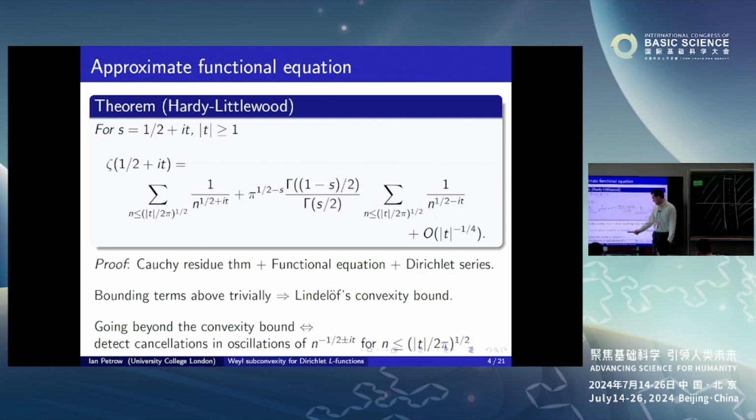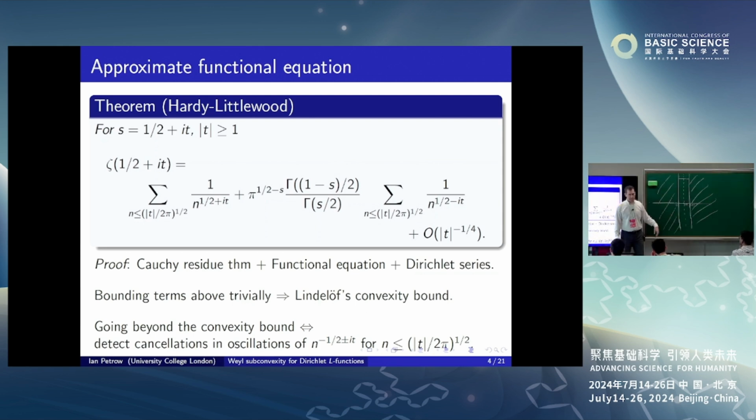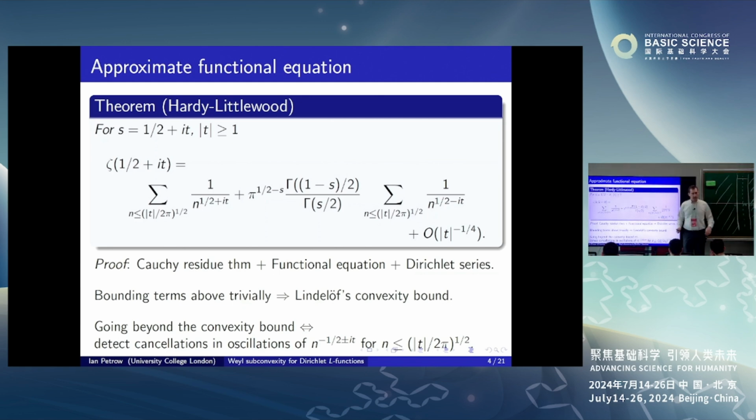It also just uses the Dirichlet series and the functional equation, just like the convexity bound basically just uses the Dirichlet series and the functional equation. So if I just look at both of these sums and put the triangle inequality on it and throw away all the oscillation in n to the it, I recover Lindelöf's convexity bound, because it's almost the same proof. Okay, so throwing away all possible cancellation in these sums of length t to the 1/2 just gets you back to that trivial bound.